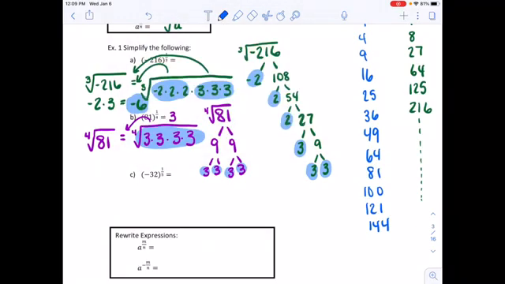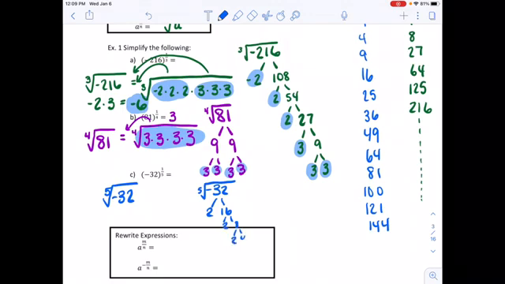And then the next one, we need to do the 5th root of negative 32. Once again, that is totally fine because it is an odd number root. So the 5th root of negative 32, split it out to 2 and 16, and then 2 and 8, and then 2 and 4, and then 2 and 2.